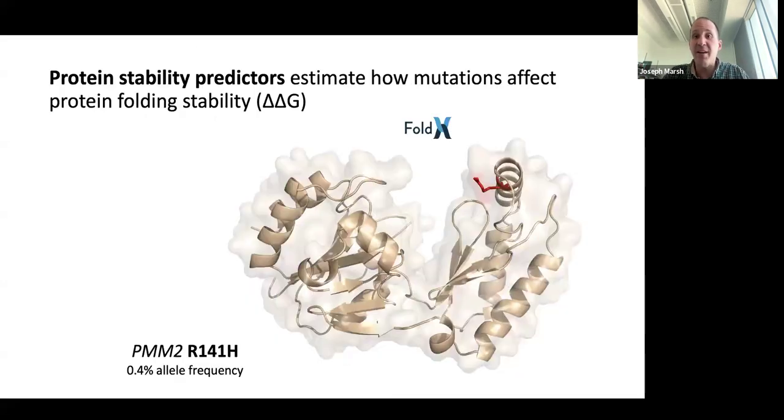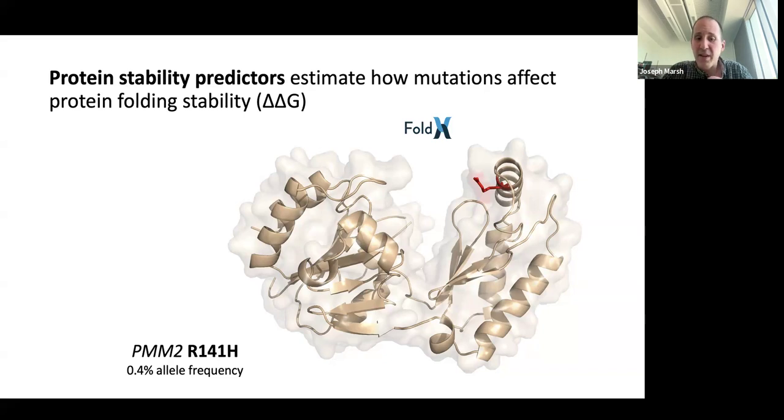So there's another type of variant effect predictor, though, that does actually tell us something about mechanism, and that's tools that we call protein stability predictors. So one of the most commonly used ones that people might be familiar with is FoldX. These can be called delta-delta G predictors. They predict the impacts of variants on the folding energy of the protein. So essentially how destabilizing missense variants are to the protein.